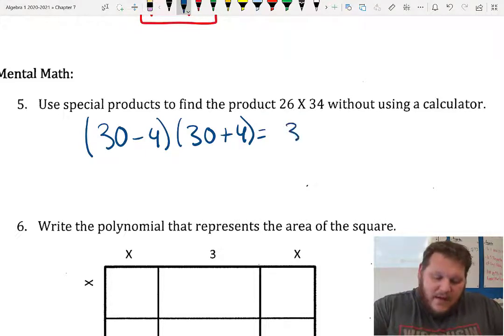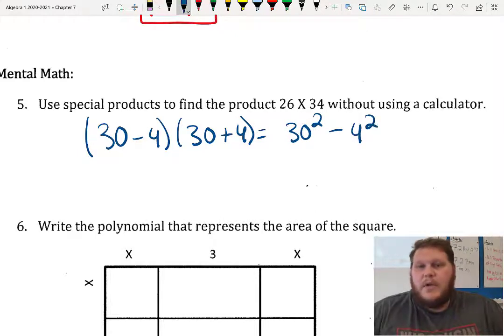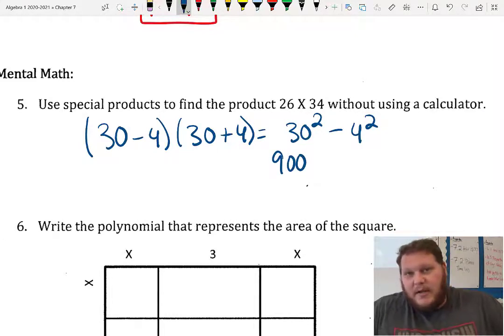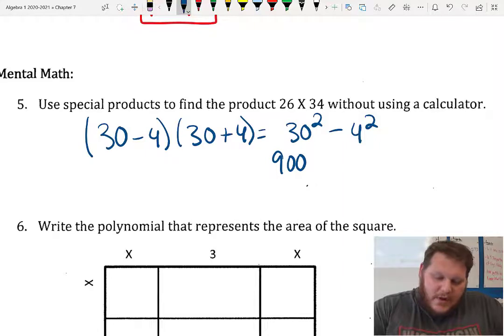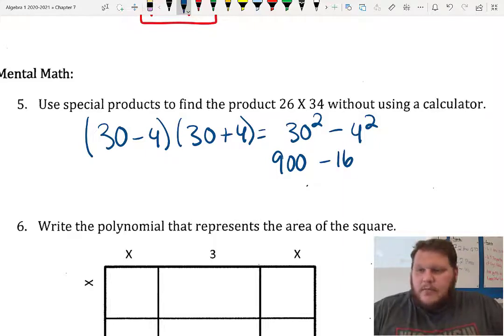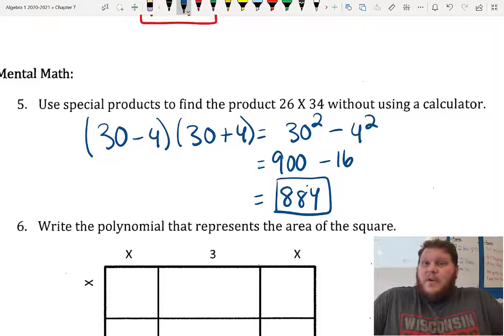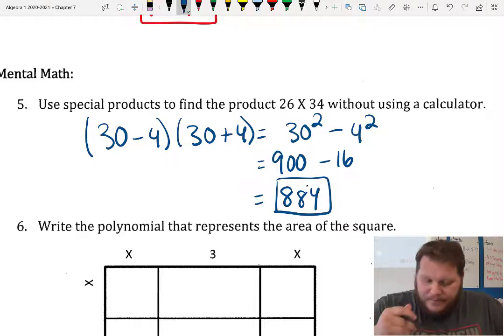So this is the same thing as saying I could do this as 30 squared minus 4 squared, which becomes a whole lot easier. Most of us could do 30 squared in our head and say that that's 900 because 3 times 3 is 9, and then we need 2 more zeros. 4 squared is 16, so 900 minus 16 is 884. And that's what 26 times 34 is, without having to use a calculator.